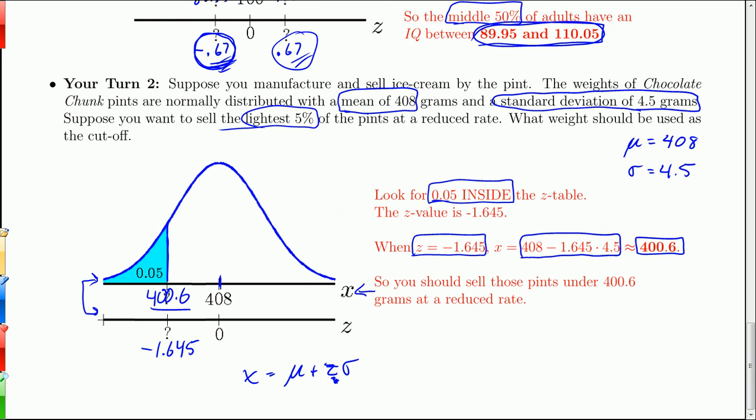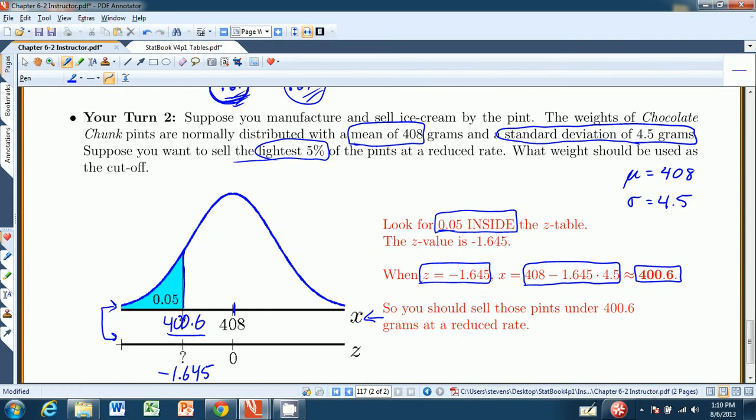Alright, so that wraps up chapter 6.2. And we will go on to 6.3, which is a short section, and then 6.4. Okay, bye.